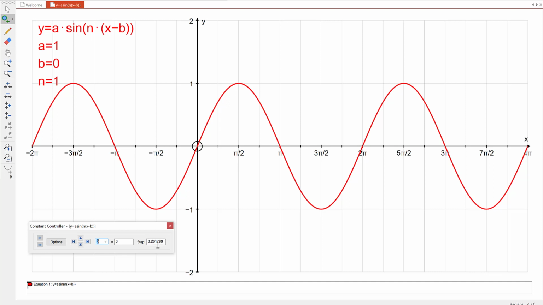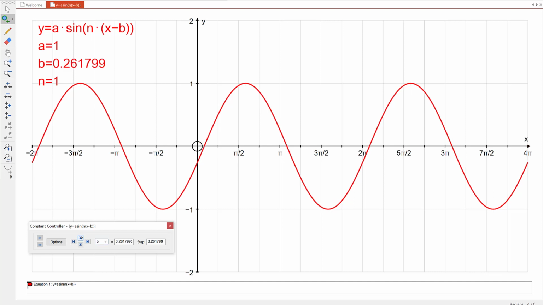That's actually pi on 12. It's exactly pi on 12. It's more precise than what we can see there, and that's just going to make this translation fit with my scale a bit better. So if I press up once, the graph has moved to the right by pi on 12, because now a and n are both 1, so the rule is now y equals sine of x minus pi on 12. So we've gone to the right by pi on 12.